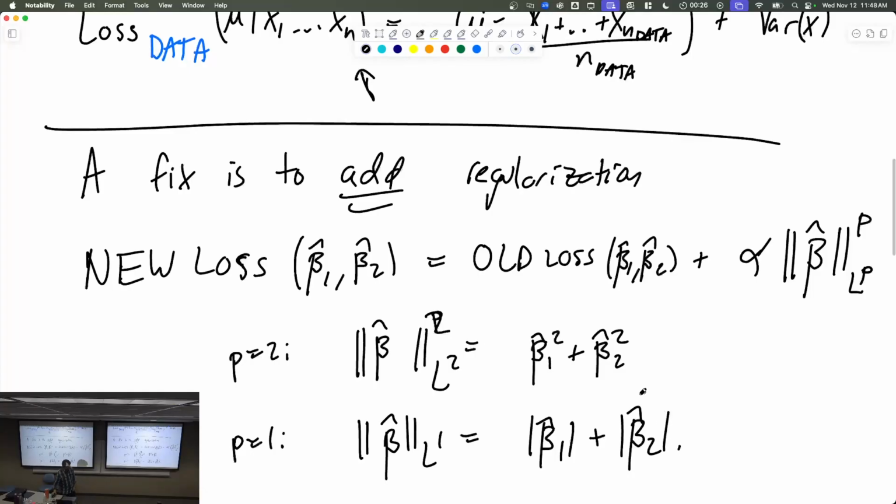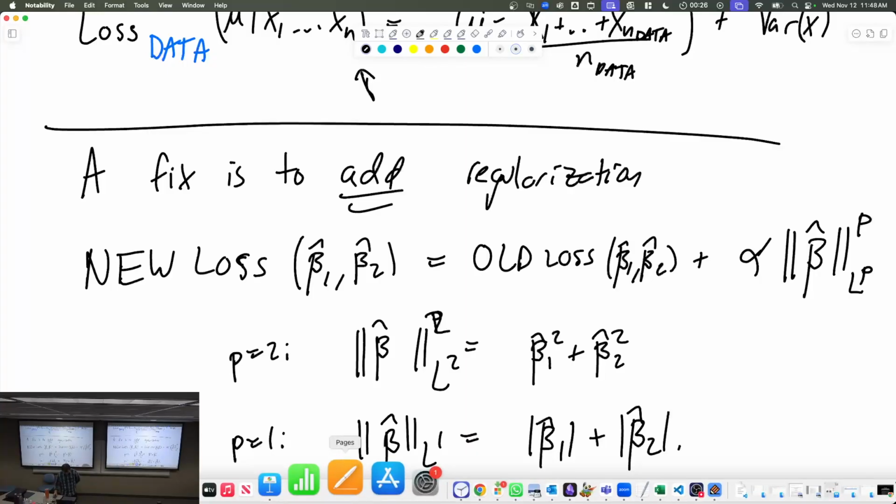Okay. So you change the loss function like this. This does all the regularization things that we talked about. It decreases the variance. And another thing that it does that we can see in our picture.